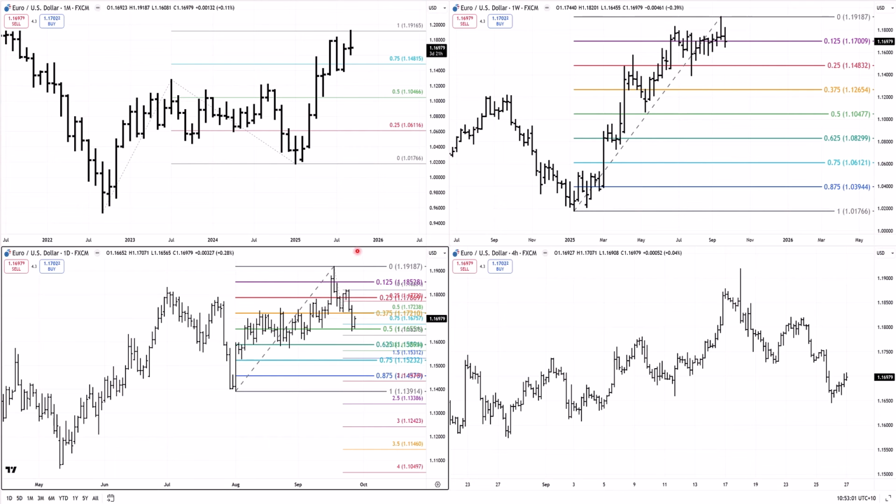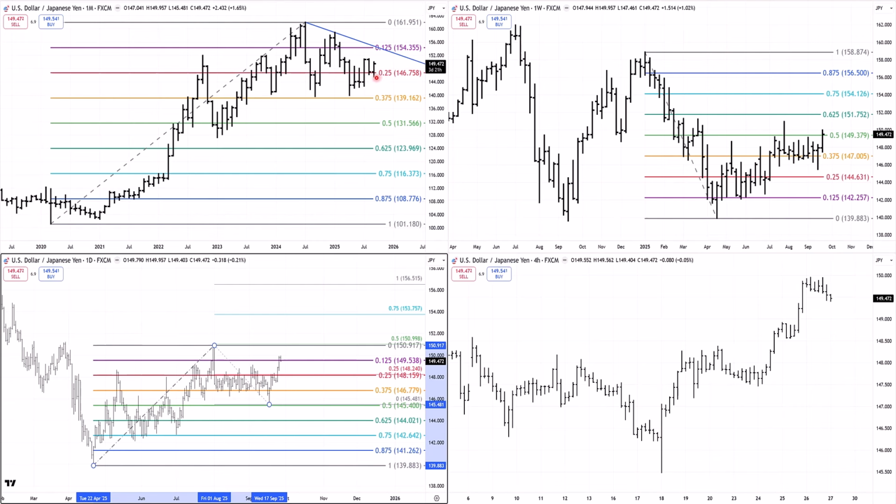Finally, we'll take a look at the US dollar, Japanese yen. Now, I've been talking about these triple bottoms for a long time. I do think that this market is going to head down and that we will take out those bottoms. But at the moment, we are looking like we might put in a higher bottom here on the monthly chart.